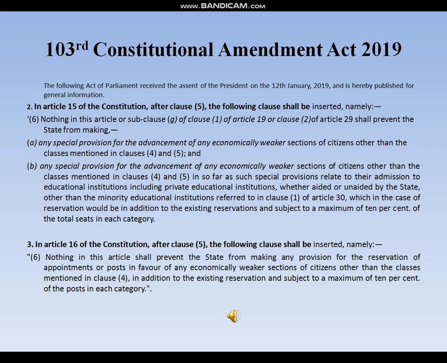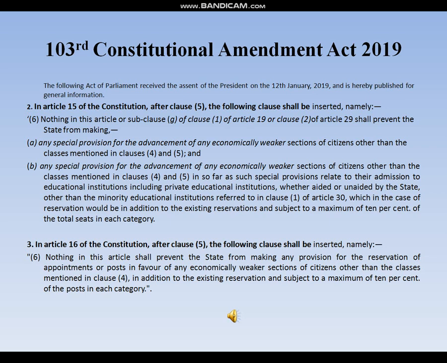So remember, this is the act which was challenged. This is the Amendment Act. Now what it did was insert Clause 6, which gave special provision for advancement of any economically weaker sections of the society other than the classes mentioned in Clauses 4 and 5. Clauses 4 and 5 mentioned backward classes, right? So economically weaker sections of the citizens.